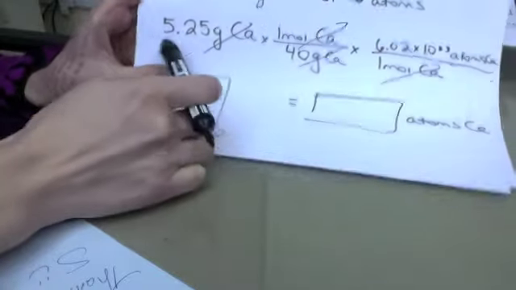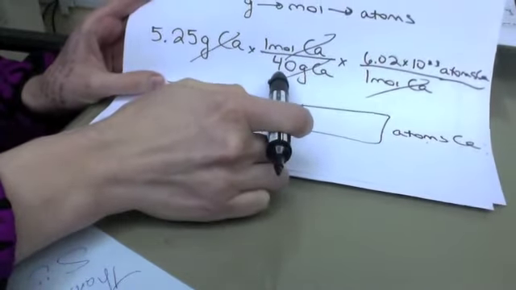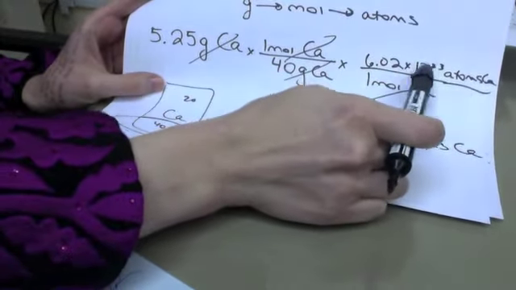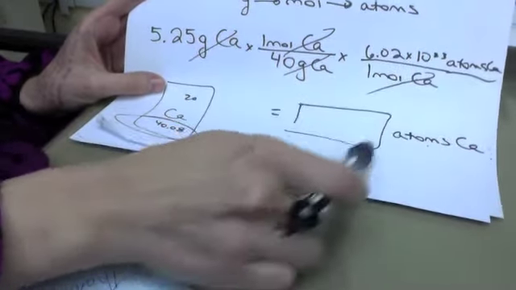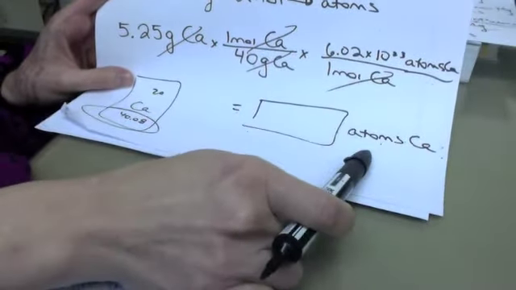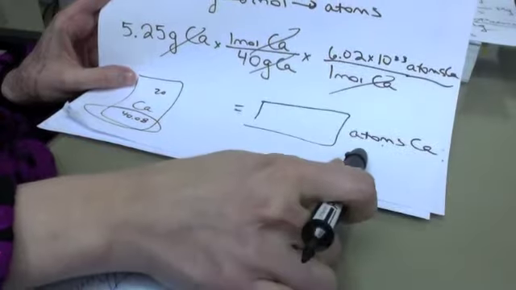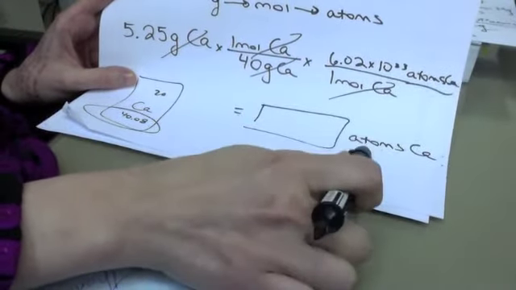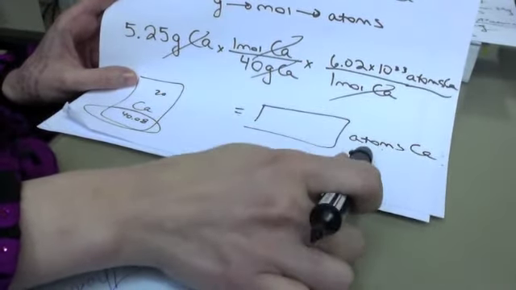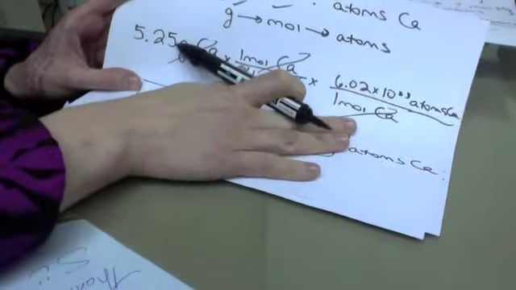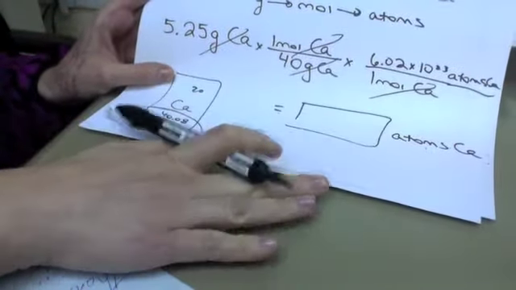I'm going to wind up with 5.25 times 1 divided by 40 times 6.02 times 10 to the 23 divided by 1 will give me some number, and the units will be atoms of calcium. Make sure to include the units, because I will deduct points if you don't, okay? Now, if you can do this, you should be ready to begin the homework assignment.